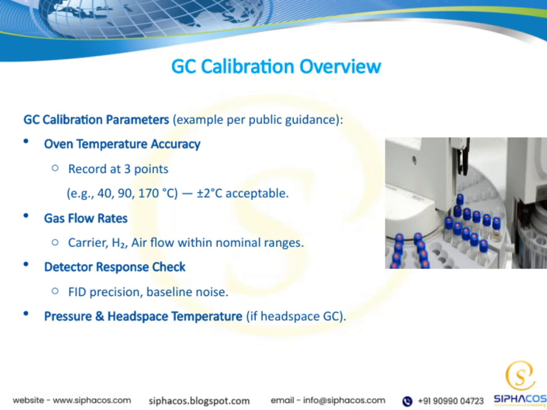When it comes to calibration parameters, we follow some key guidelines based on public recommendations. First, the oven temperature accuracy is critical. We typically record it at 3 points, say 40, 90, and 170 degrees Celsius, and the acceptable variation is within plus or minus 2 degrees. This ensures the oven is maintaining a consistent temperature, which directly affects the accuracy of our results.